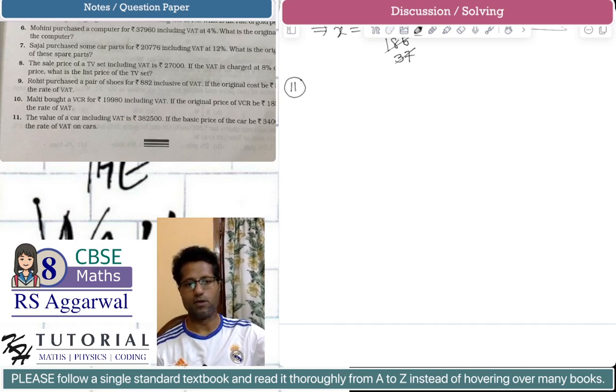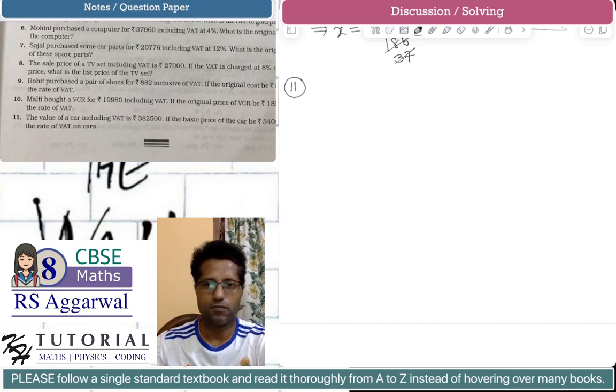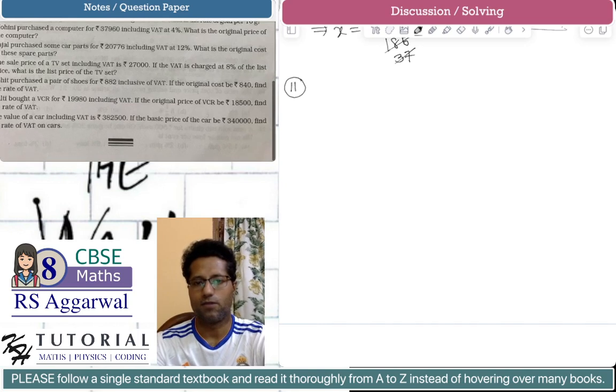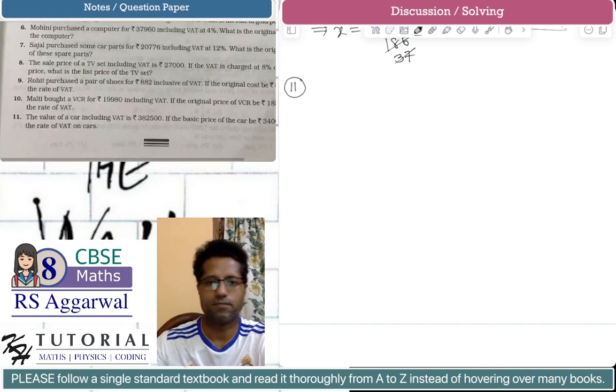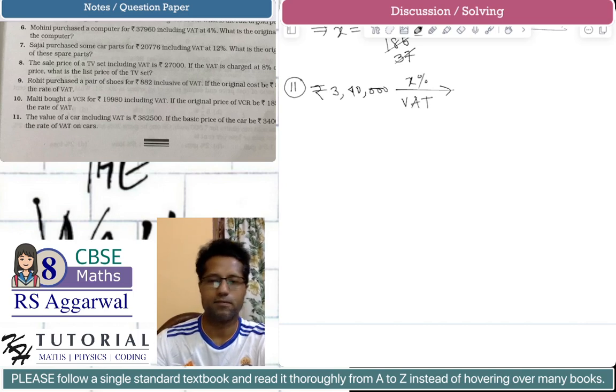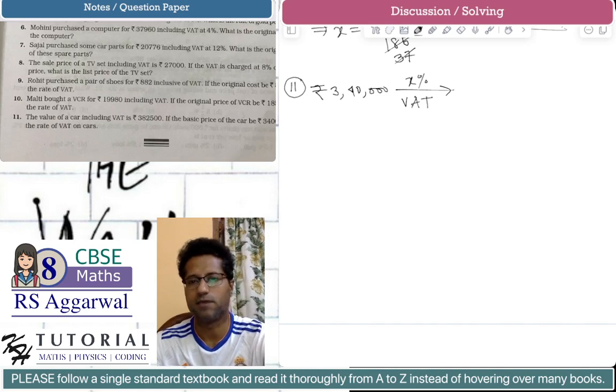So the value of a car including VAT is rupees 3 lakh 82,500. Value means the cost at which the car was purchased by a customer after paying the VAT. It is given that the basic price of the car, that is the original car, is 3 lakh 40,000, then we have to find the rate of VAT. So we are having the original cost to be 3 lakh 40,000, and let's say the VAT percent be X percent. We are assuming the rate of VAT is X percent.